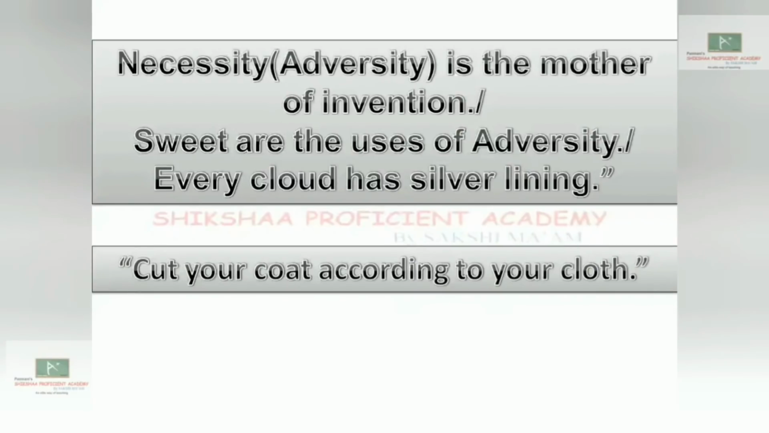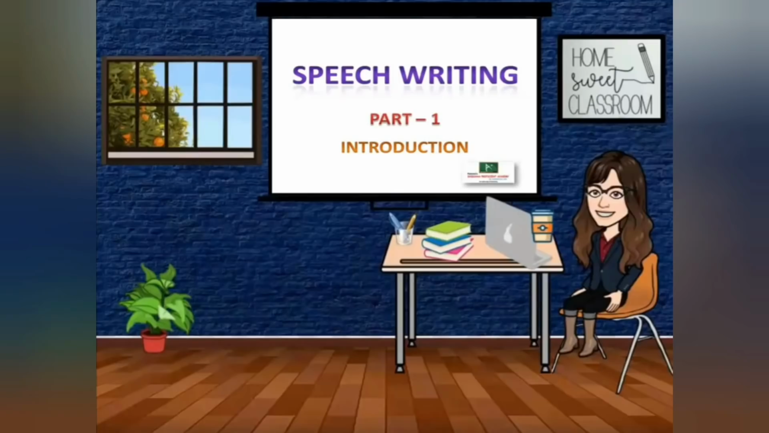Never use I in your expansion of idea because it would look like speech writing. We will look at speech writing part 1, where I will tell you the introduction and some vital tips to attempt this question. Let's begin.